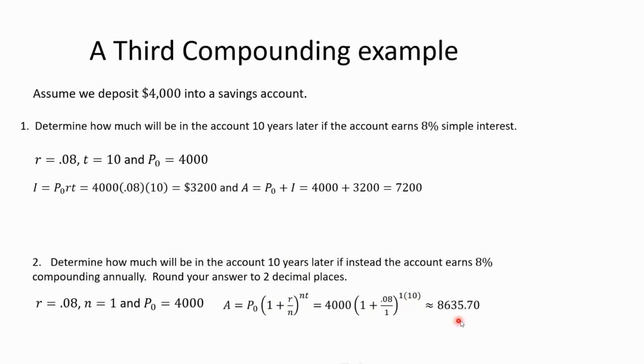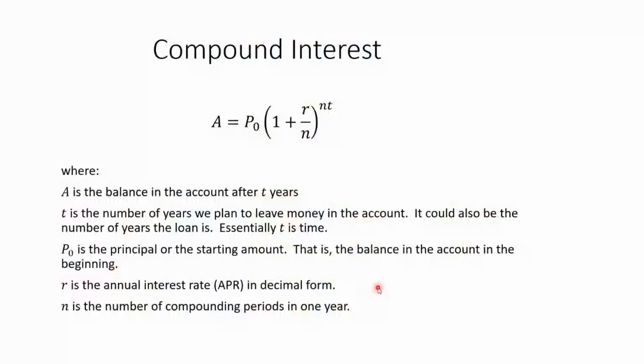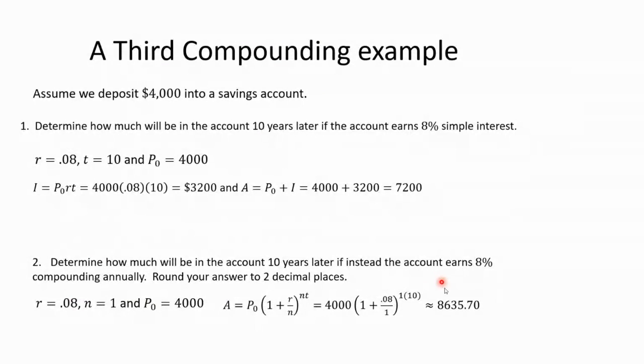So we get this. And again, this is more than simple interest. That's expected, right? Let me go back to that slide. That's what these calculations were trying to illustrate. The interest keeps on going up each year. That's the idea with compound interest. That's why we're going to have more money, mostly because the interest is going up. So that's why A would be bigger. All right. Are there any questions on this?